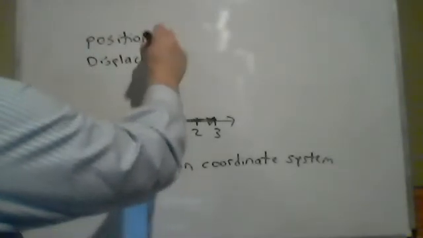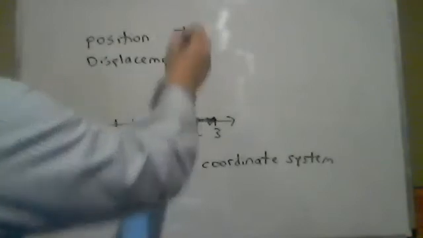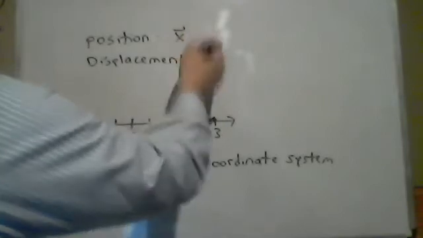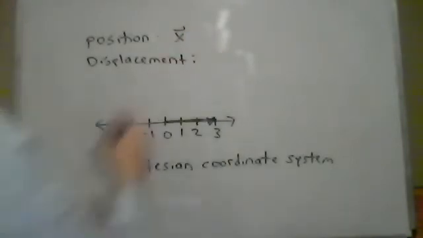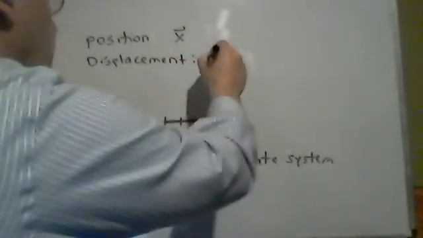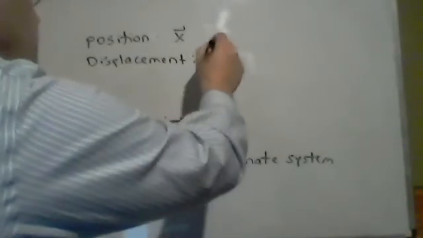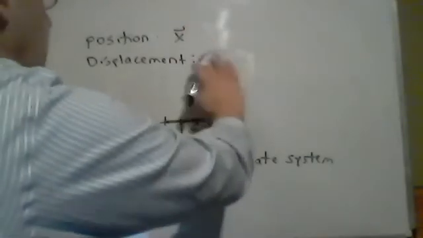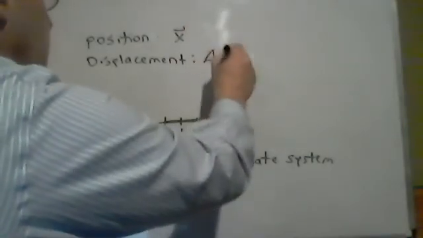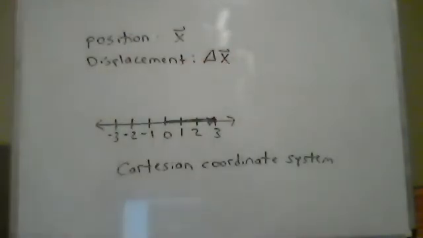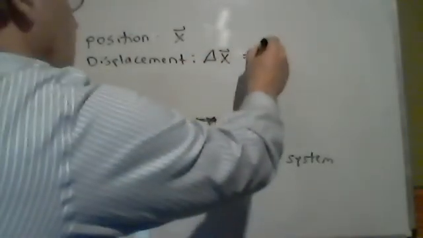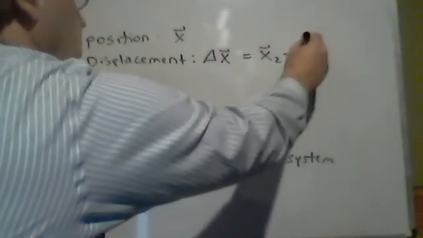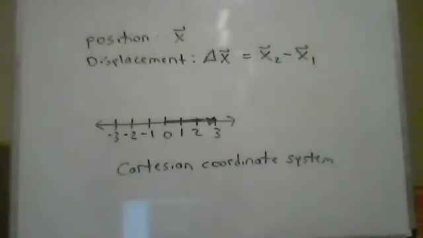So in vector terminology, we call the position X. Let's say X is a position. Well, let's say it moves from one position to another. That would be called the distance or the displacement. And that would be delta X, change in X. Remember, delta means change. That would be X2 minus X1. Again, to get a more complete description of all this, please watch the chapter 2 video.